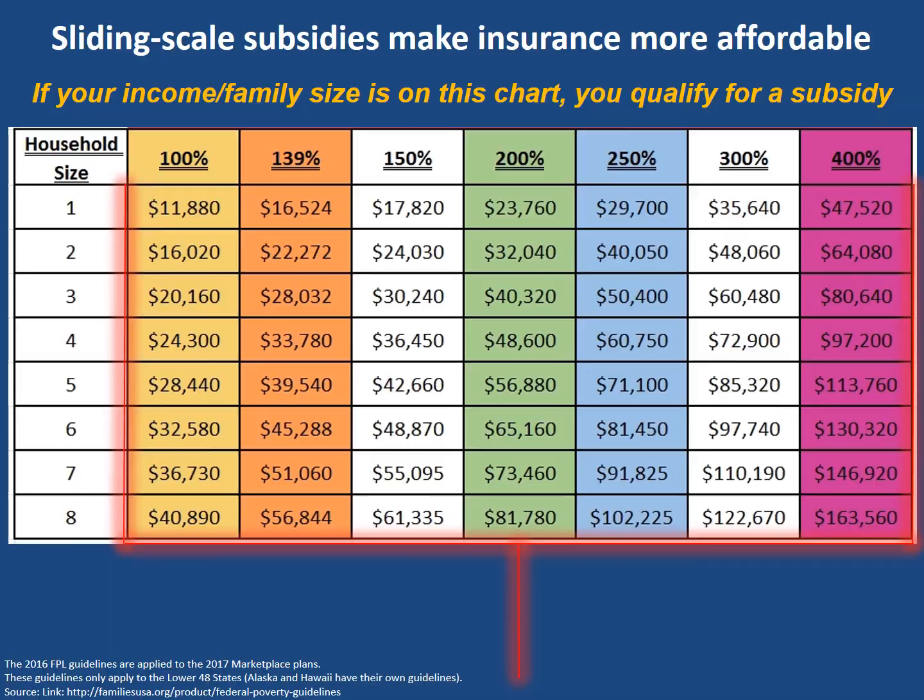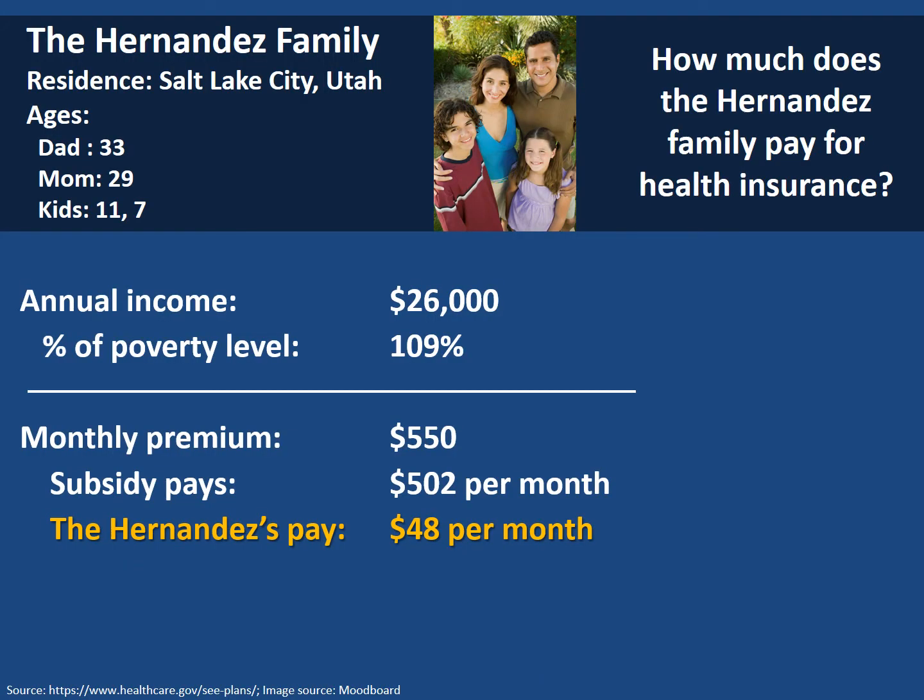So let's walk through a few examples here. So the Hernandez family, they're a family of 4 that makes $26,000 a year. Okay, if we go back to the chart, you would see that a family of 4 making $26,000 a year is between the goalposts. So that means they're just over the goalpost. They're at 109% poverty. If they were to buy health insurance on their own, just for the parents, it would be about $550 a month. But if they go through healthcare.gov, they get $502 of help per month, meaning the parents can get their health insurance for about $48 per month, depending on which plan they choose.